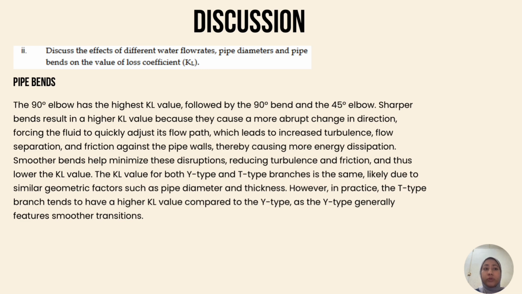The KL value for both Y-type and T-type branches is the same, likely due to similar geometric factors such as pipe diameter and thickness. However, in practice, the T-type branch tends to have a higher KL value compared to the Y-type, as the Y-type generally features a smooth transition.